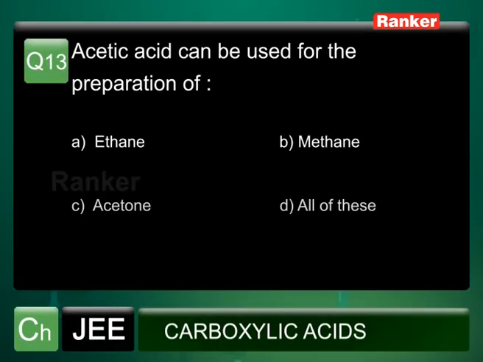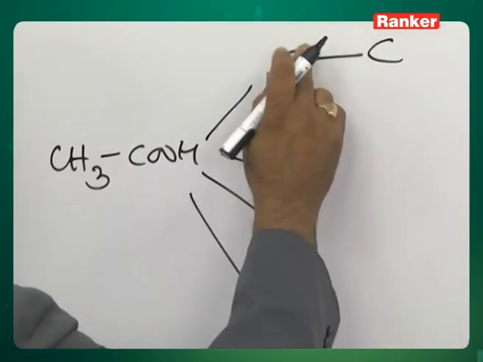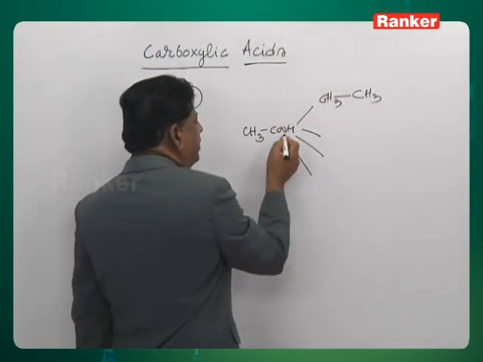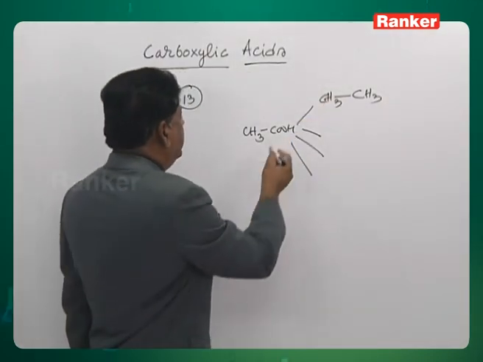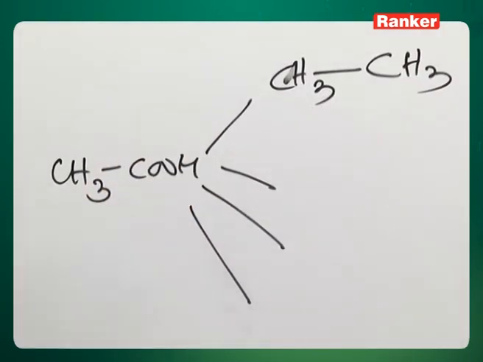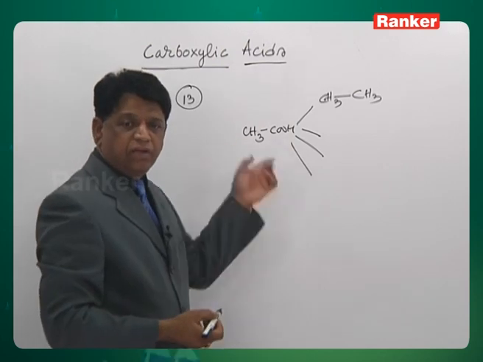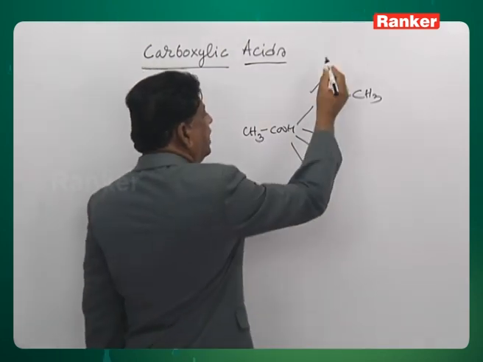13th question. Acetic acid can be used for the preparation of which compound? Starting with acetic acid, which of the following compounds can be prepared is the question. Four answers are there, but which answer comes? Well, let us say ethane. If you want to prepare a 2 carbon compound with CH3, make a sodium salt, and with HI and phosphorus reduction will give ethane, or make a sodium salt and do the Kolbe electrolysis, ethane can be prepared. Okay, right.